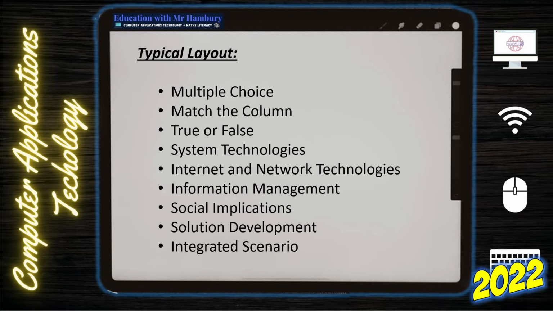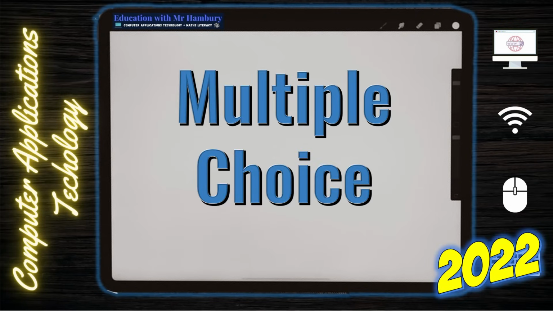Now, of these, the first three usually count for about maybe 15, 20 marks. Your integrated scenario on its own is around about 40 to 50 marks. So just make a note of that. That is the big question in your paper. Okay, so let's look at the first section, usually dealing with multiple choice.